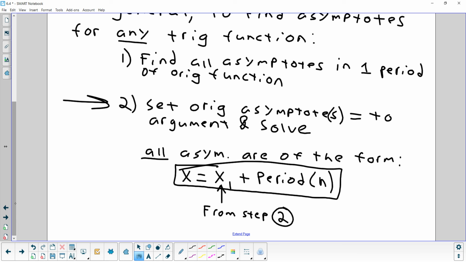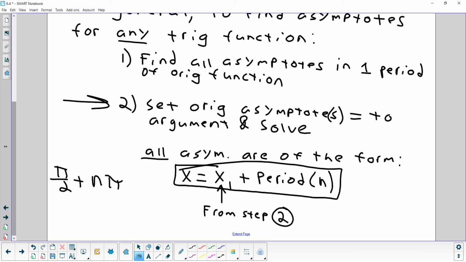And that's what I had you describe with the original tangent function. Pi over 2 plus pi times n. Or I usually like to write it n times pi. Same thing.